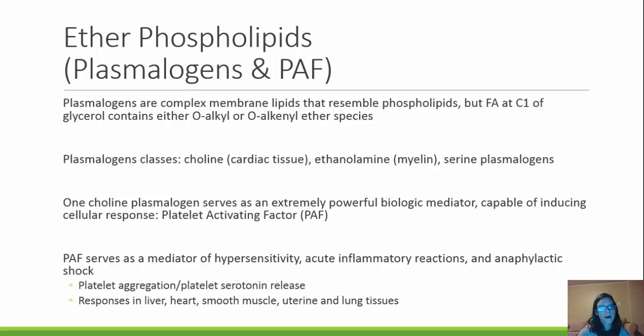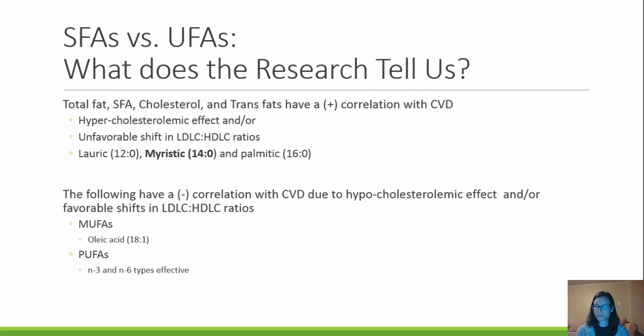One choline plasmalogen is platelet activating factor, PAF, which is a biologic mediator that's capable of inducing cellular response for platelet aggregation. And this serves as a mediator not only for platelet aggregation and release, but also as a mediator of hypersensitivity, acute inflammatory reactions, and anaphylactic shock in tissues throughout the body.